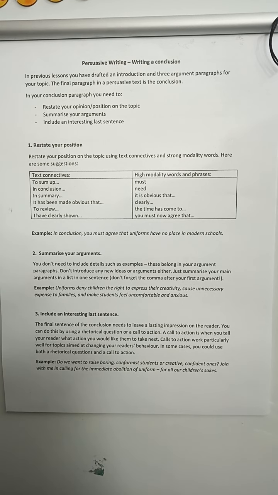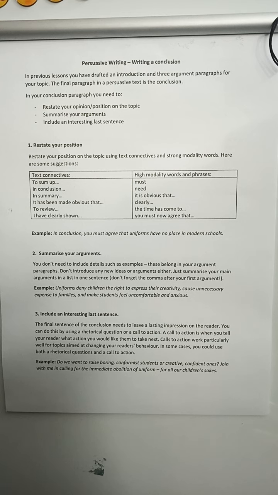The next thing you need to do in your conclusion paragraph is, whereas in your introduction paragraph you were previewing your arguments, in your conclusion paragraph you're reviewing your arguments. So you're just restating those main arguments one more time so that your reader is really clear. You don't need to include any details, such as examples or statistics. Those belong back in your argument paragraphs. And you don't introduce any new ideas or arguments. That will just confuse your reader.